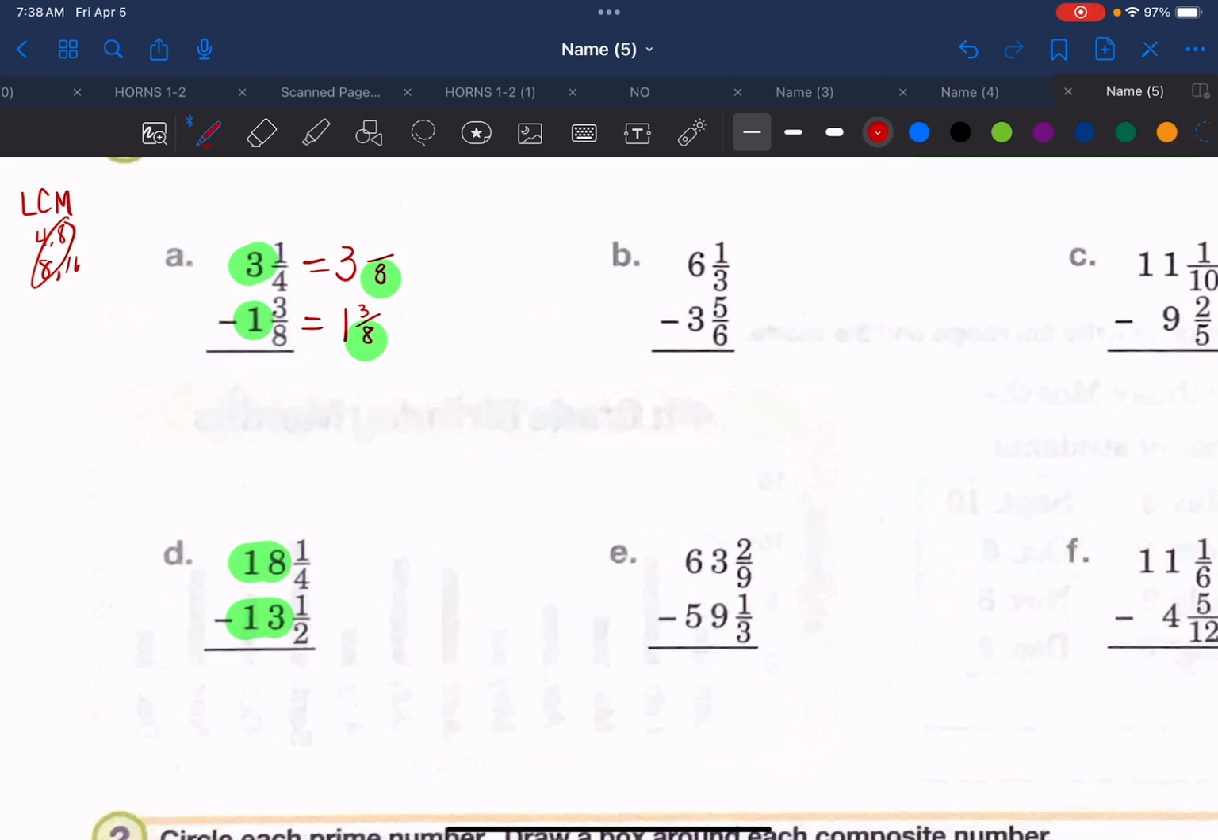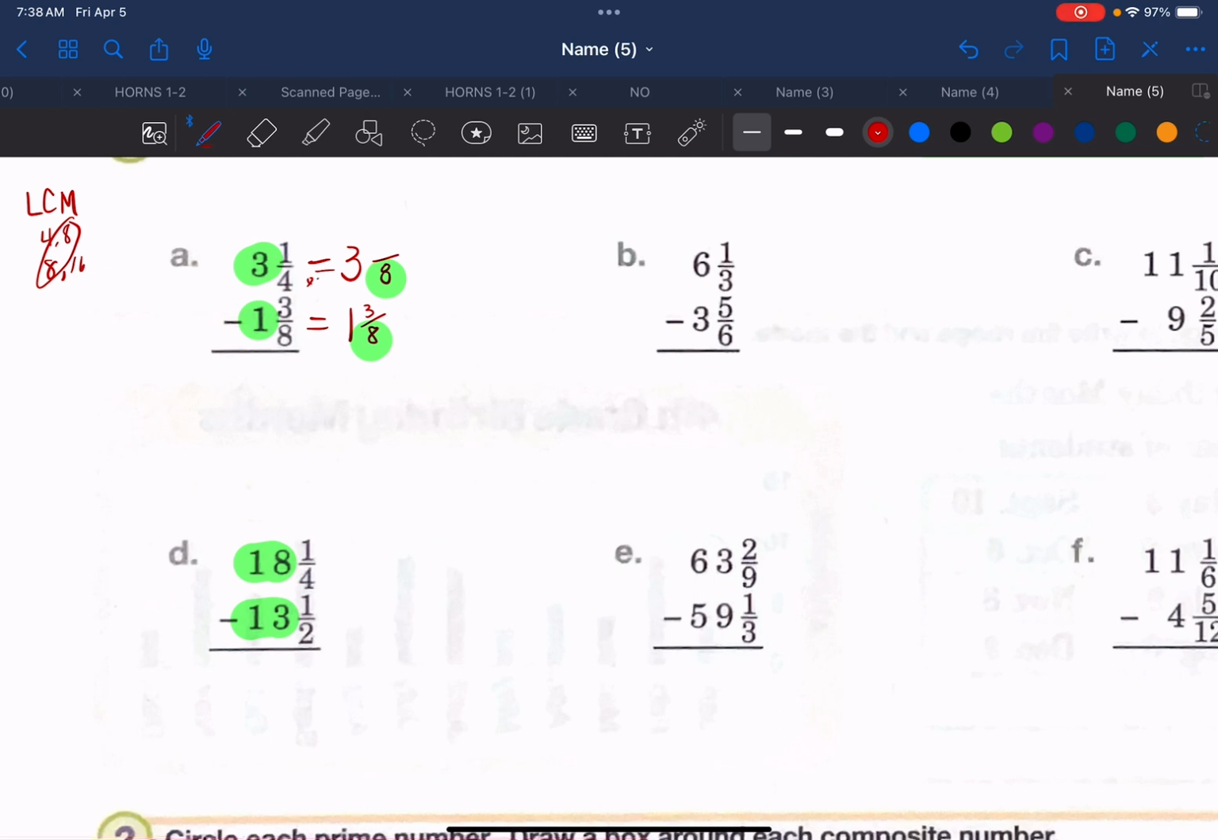So now how did I get from 4 to 8? What would I do to change a 4 to an 8? I had to do times 2, so I'm going to do times 2. So 1 times 2 is 2. So now my new fraction is 3 2/8 minus 1 3/8. Okay, now I look though, and I have 2 take away 3. I cannot do that. So I'm going to borrow from my 3, make it a 2.